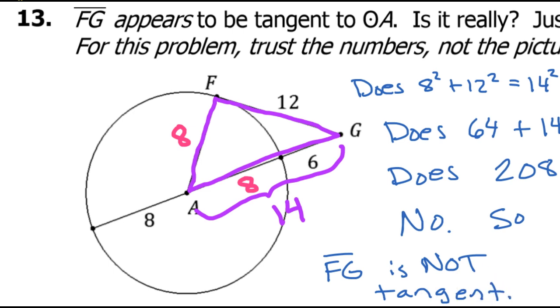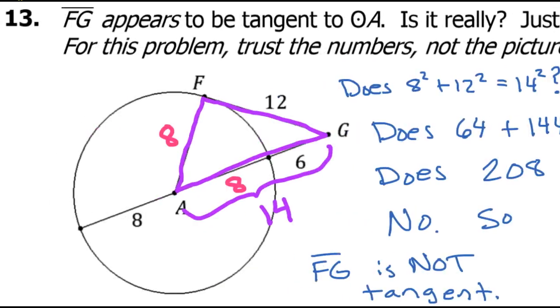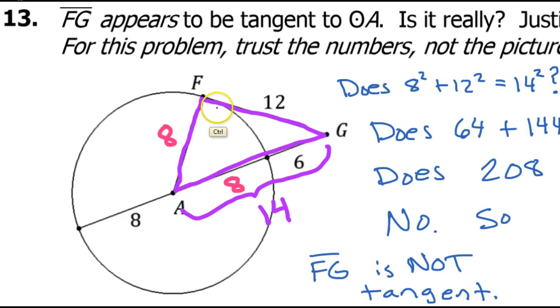Okay, and that's how you do it. You check to see, does the Pythagorean theorem work? If it does, that means you have a right triangle, which means this angle F is 90 degrees, which means this is a tangent. If the Pythagorean theorem does not work, then this is not a right triangle, this is not a 90-degree angle, this is not a tangent.